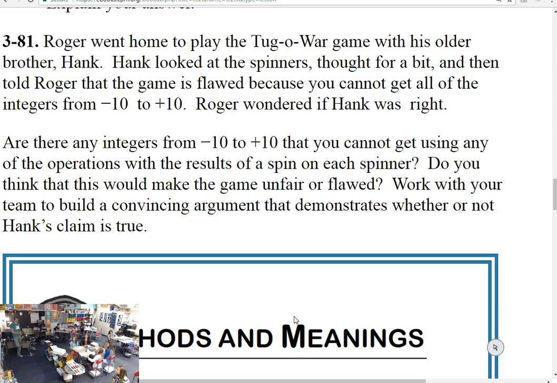So are there any integers from negative 10 to positive 10 that you cannot get using any of the operations with the results of each spinner? So this is saying if we spin each spinner and do an operation to combine them, is there any number that can't be made? Play with this for a minute. We have 5 minutes of class left. I'm curious if we can come to an answer. Is there any value, any integer from negative 10 to 10 that cannot be formed with the numbers on the spinner?